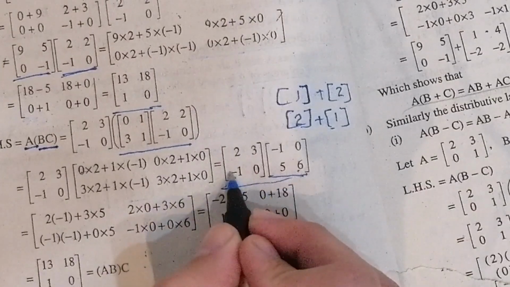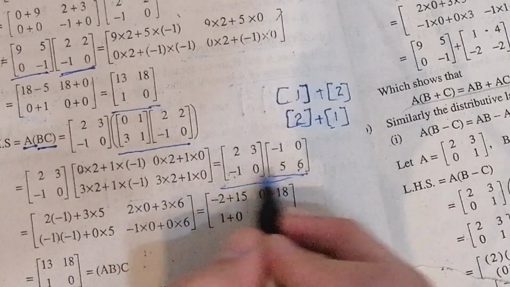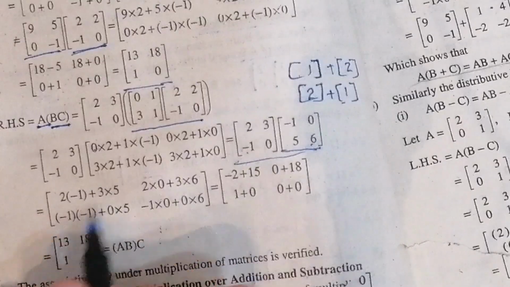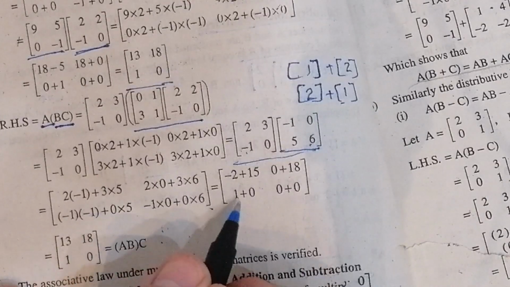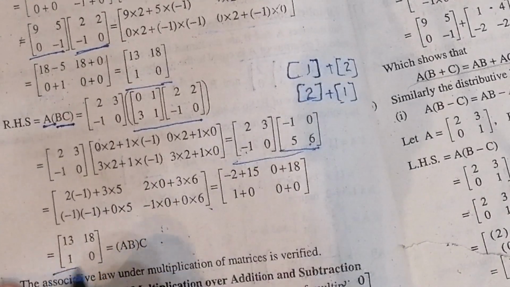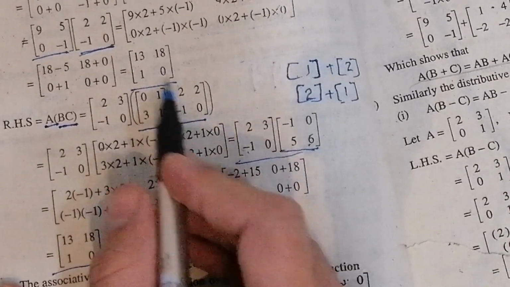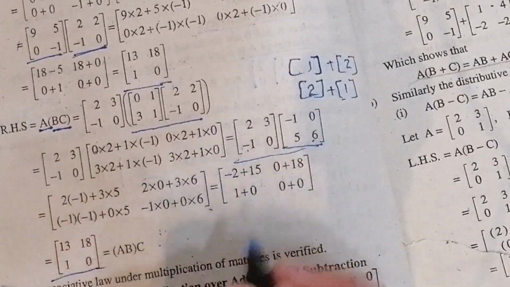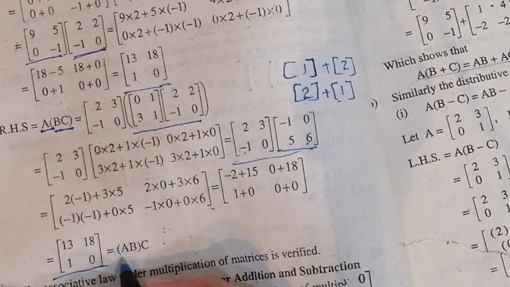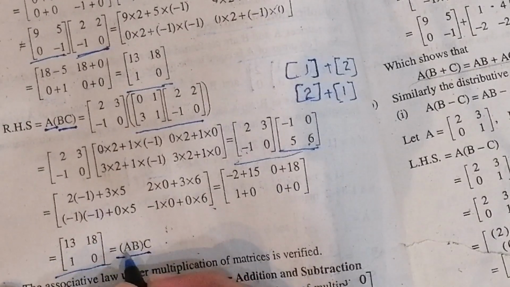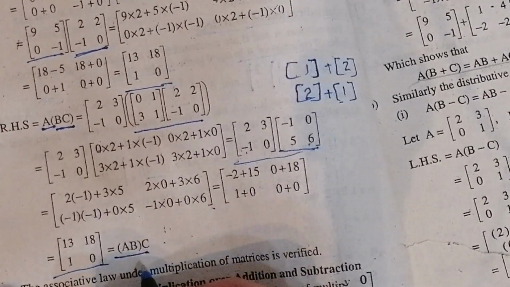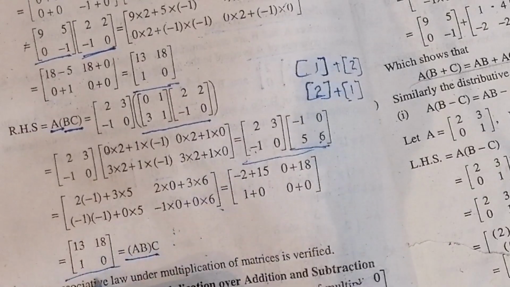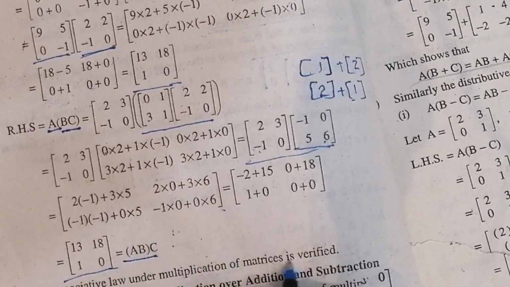Okay, so if we multiply them both, the answer will come this, which is equal to answer of left hand side. So left hand side is equal to right hand side, so AB multiplied by C equals A multiplied by BC. So associative law is verified.